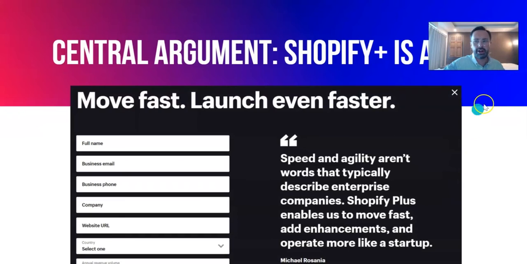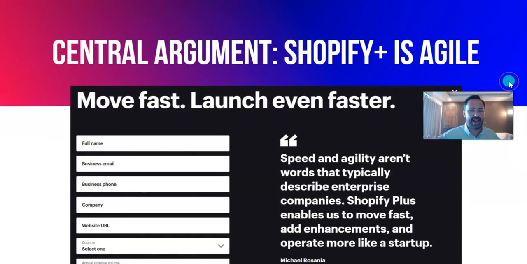And what is that message? It's their general argument, which is that Shopify Plus is agile. Now, agility implies a variety of different things. One is moving quickly. The other is being able to implement things in a cheap way, to be able to pivot at the turn of a dime. So we see this throughout the entire website. They're trying to make this argument that Shopify is agile. Even when you click the call to action to have a conversation with the sales team, they continue to press this. They're saying move fast, launch even faster. Speed. It's all about speed. It's all about startup mentality, even though you're a large brand.